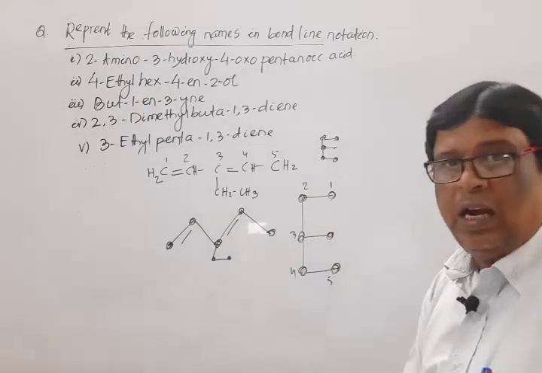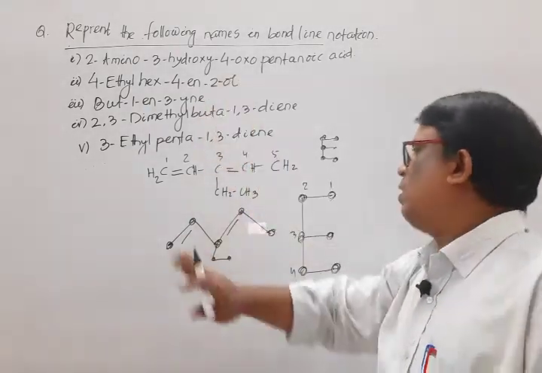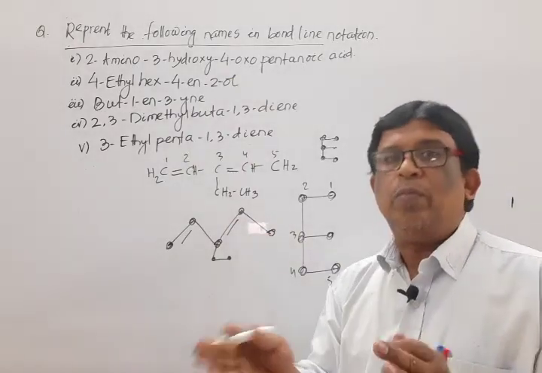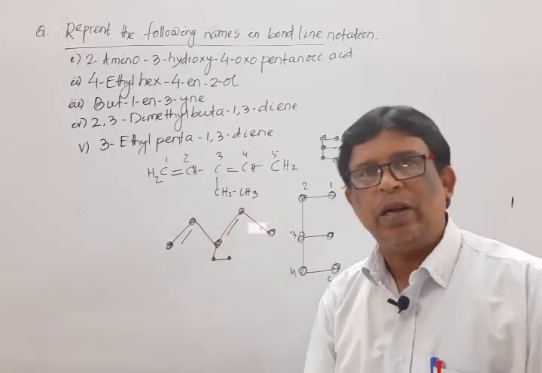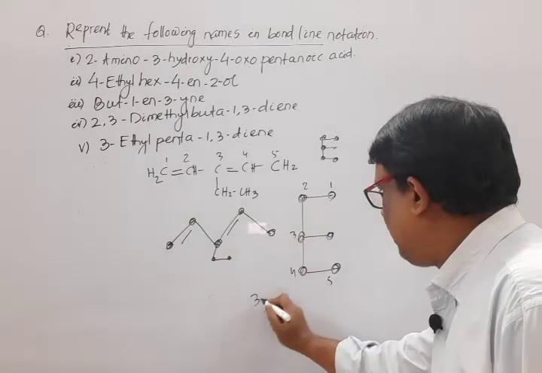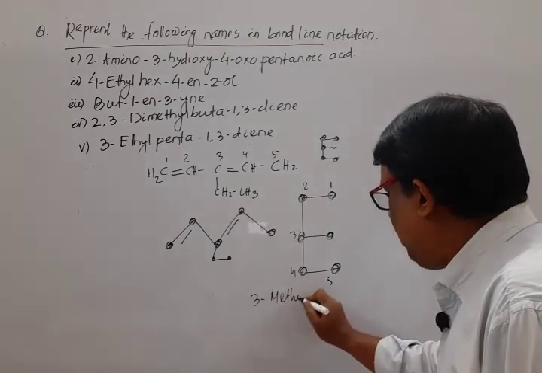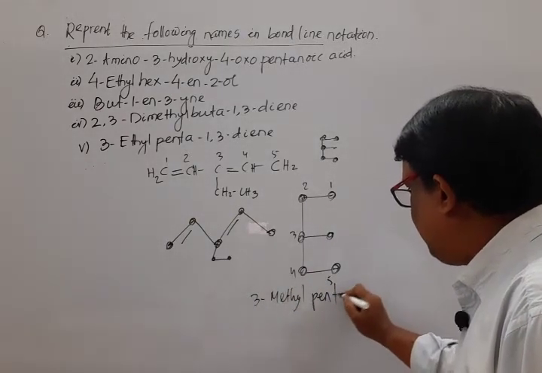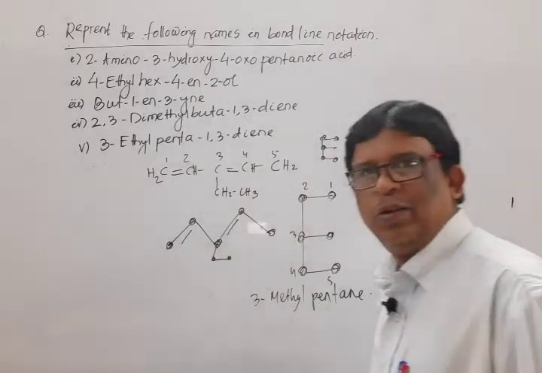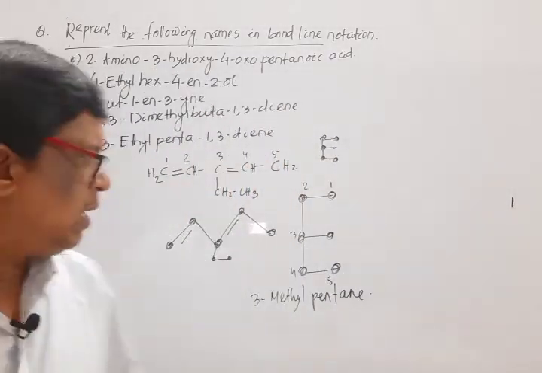Till now we wrote from a name to the bond line form. Now some bond line notation is given, and we convert it to a name. How is it? It is known as 3-methyl pentane. Okay, mark that.